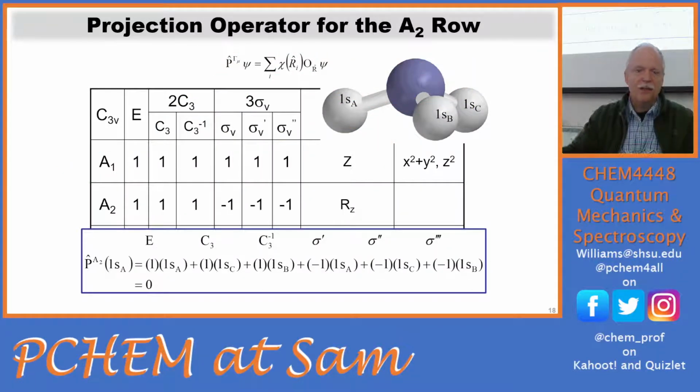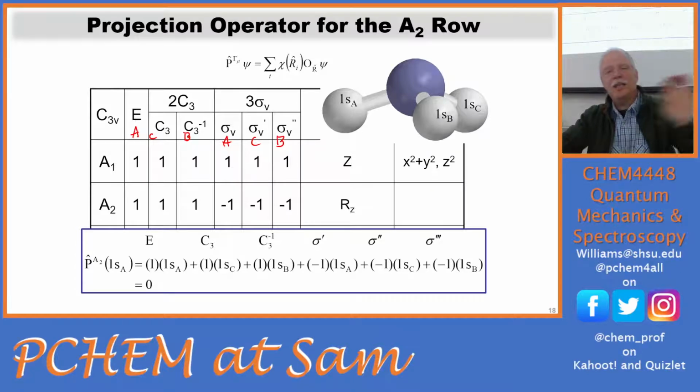Now let's do the A2 row. Same order, ACB, ACB, and now we have +1, +1, +1 for ACB, so we see that here, and then we have -1, -1, -1, which cancels them all out. And so my A's are canceled, B's are canceled, C's are canceled. And so there is no combination of the hydrogen 1s orbitals that has A2 symmetry.